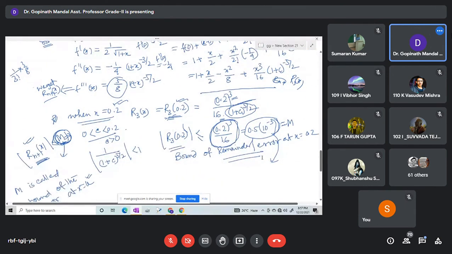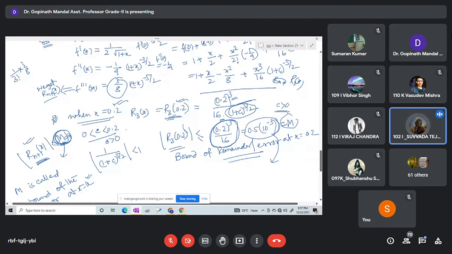So why 0 to 1, not minus 1 to 1? If minus 1 to 1, that m will be changed. We actually take c greater than 0. x naught is 0, so greater than 0, any point we can take as x. That's why c can be taken greater than 0.